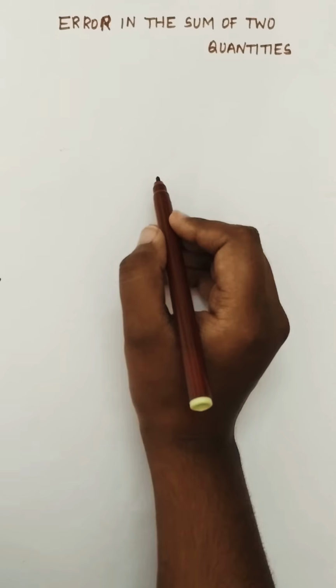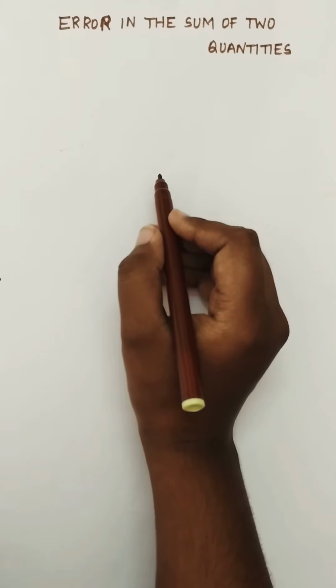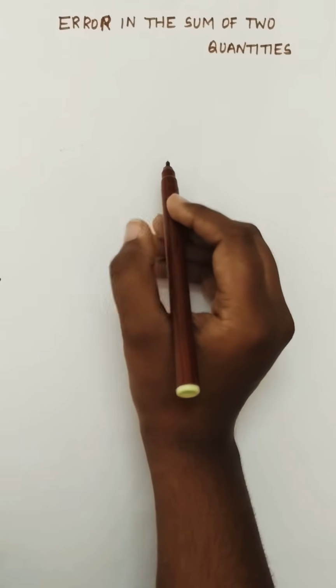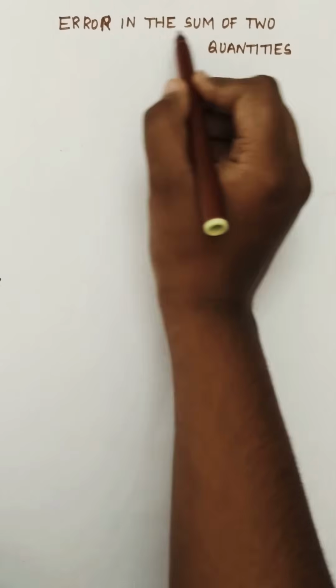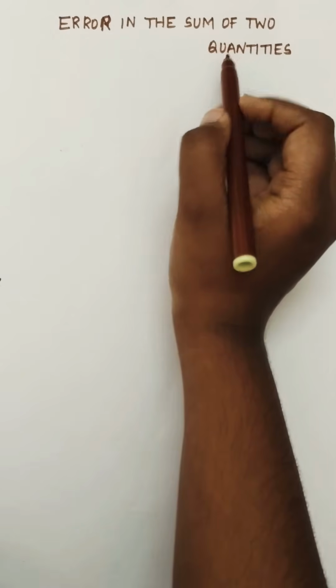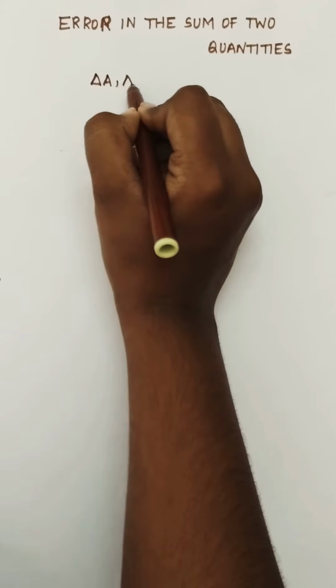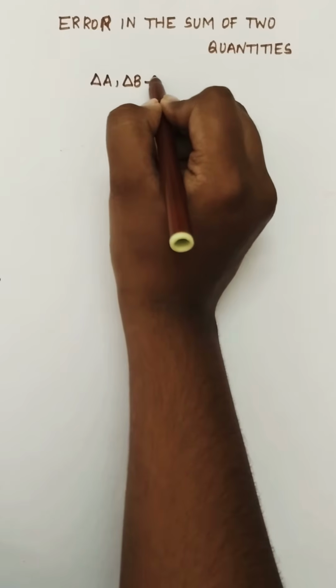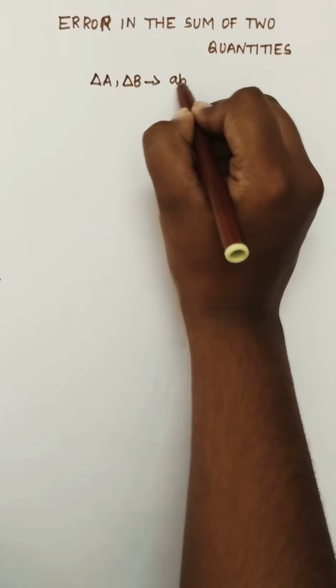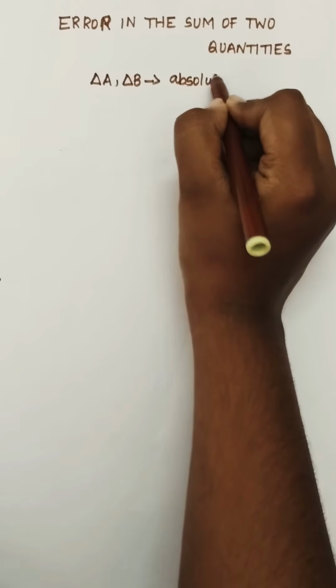So today's topic is propagation of errors. Two topics we are going to see in this video. First one is error in the sum of two quantities. For this I am considering delta A and delta B. So this delta A and delta B represents absolute error.